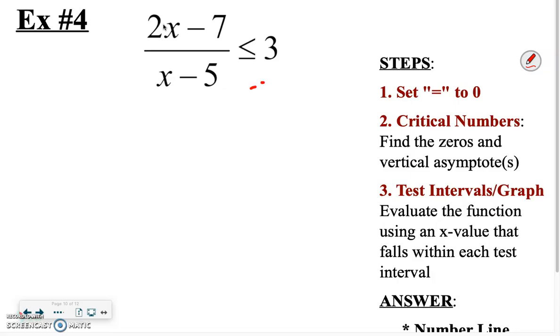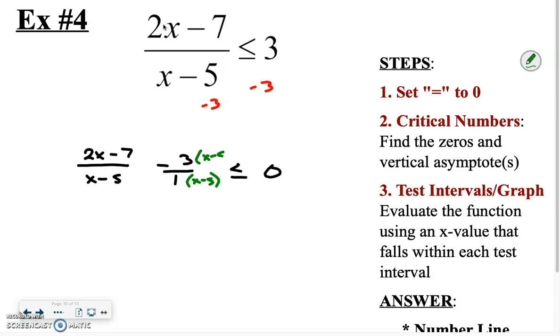We have a 3, we want to move it over to the other side. It's just things get a little bit more complicated when we have the fraction. So we have the 2x minus 7 over x minus 5, now minus 3. Now it is less than or equal to 0. So question for you, is this negative 3 currently over 1? Yeah. And if we're about to subtract fractions, what do we have to have? Common denominators, which means I have to multiply this denominator by x minus 5, which I can only do if I multiply the numerator also times x minus 5.